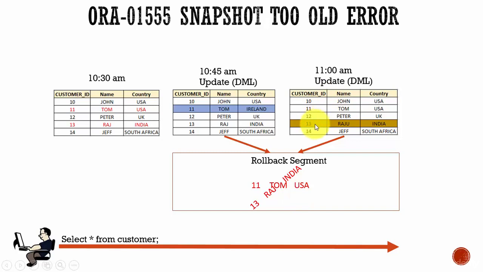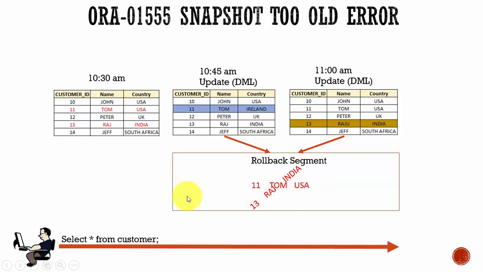When it was recording customer ID 13, there was no space in the rollback segment, or the maximum time to maintain undo in the rollback segment is already reached. So the previous record, which was customer ID 11, is overwritten by the new undo information, which is customer ID 13. So that means the undo information of customer ID 11 is lost.